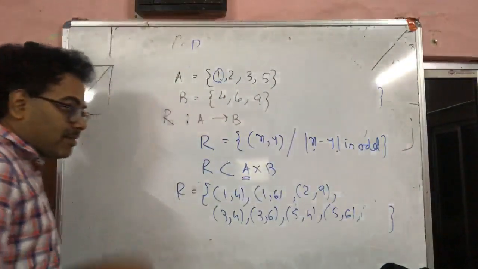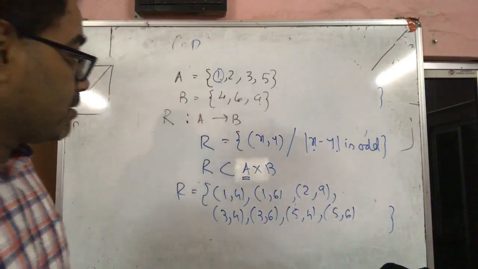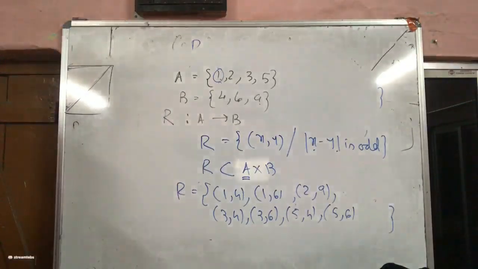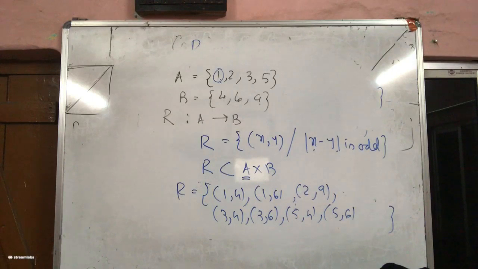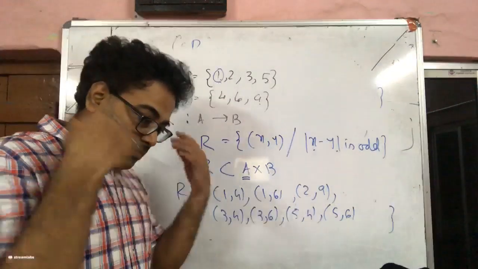Seven, yes, 7. So write down the domain and codomain and range. Keep writing, I will say it again.